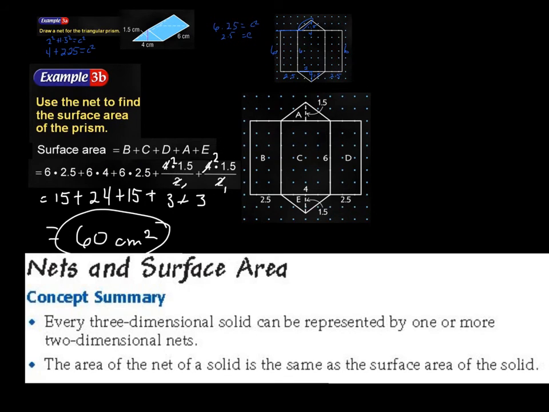Every three-dimensional solid can be represented by one or more two-dimensional nets. The area of a net of a solid is the same as the surface area of the solid.